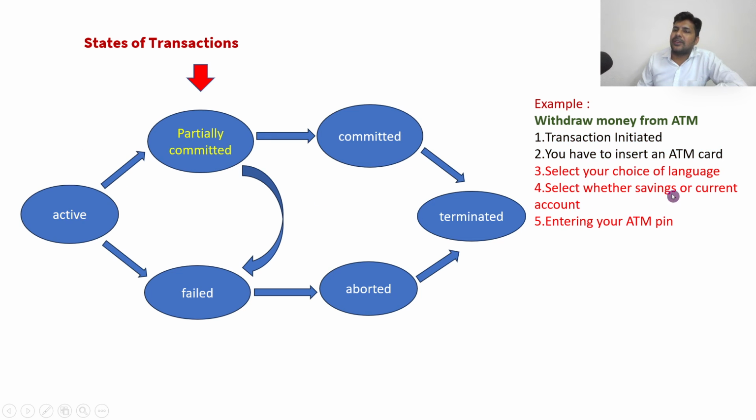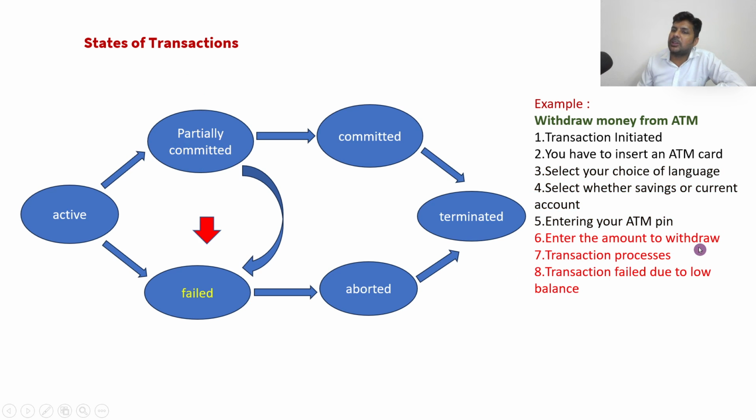Now I will select the language, choose current account or savings account, and enter the pin. The pin has been validated successfully, my pin is correct. Till now it is partially committed, means pin okay. After that, I have entered the money to withdraw, the transaction is processed. See, I have entered 5,000, but actually my balance is 3,000. So till now the pin was valid, language was selected, and the savings account was partially committed.